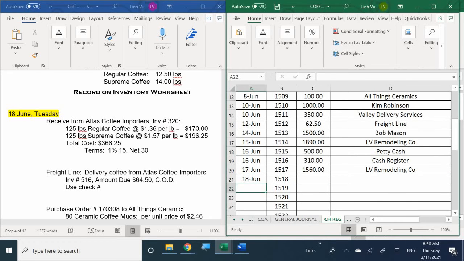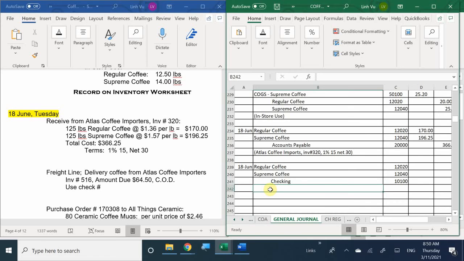We could just go ahead and write the check, right? For what amount? 64.50. All right, to who? Freight line. Okay, so we got our check number 1518. So what should my description be? Delivery. What else should I put in there? Check number and invoice number.